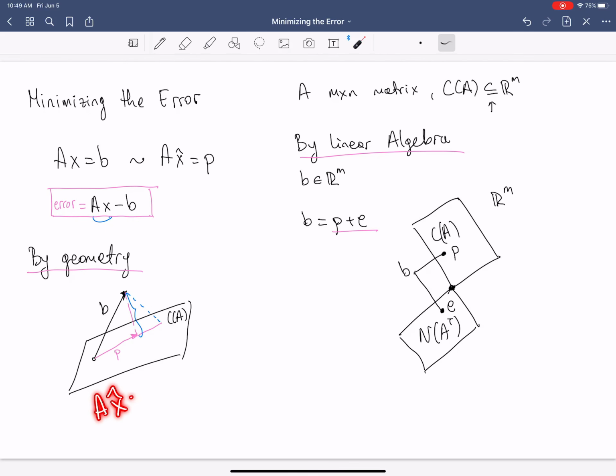So that AX hat equals the projection. So use this X hat for X, and you will minimize the error. That's what the geometry situation is telling us to do.